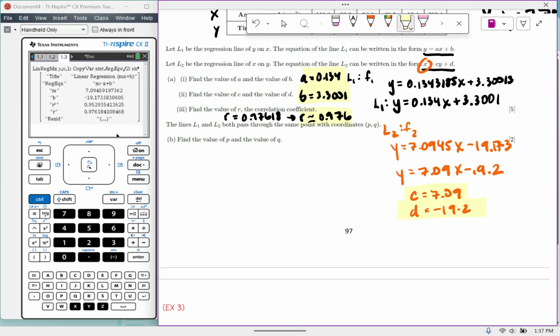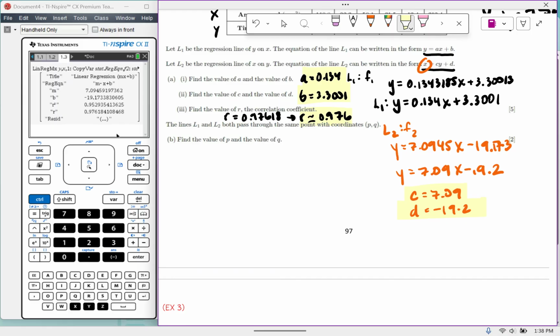Anyway, okay. So the lines L1 and L2 both pass through the same point with the coordinates P, Q. Gee, if two lines pass through the same point, and you have them as F1 and F2, wouldn't you just want to graph them and see where they cross? Of course you would, right? But I just pulled it from the first one because then it was taking care of more problems at once. But in my deepest soul, I just want to graph them and see where they cross, right?